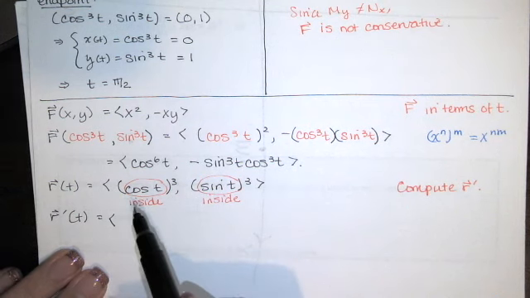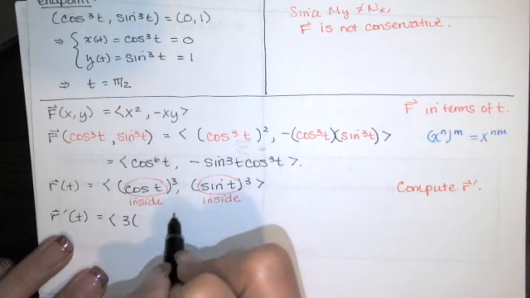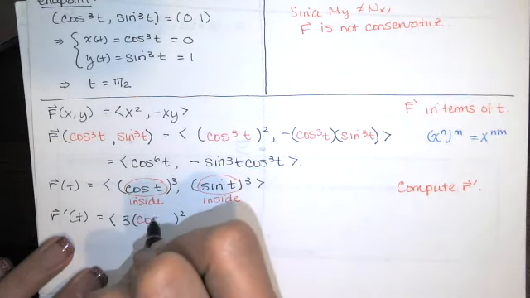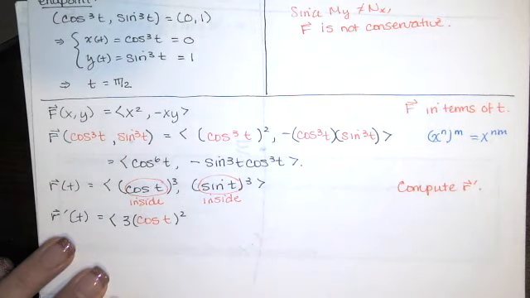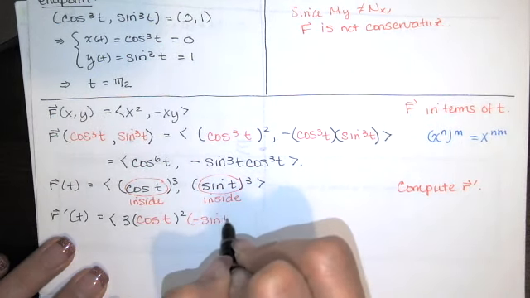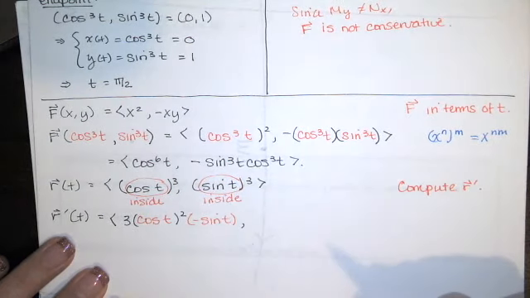The derivative of the outside function, or the derivative of a function cubed, is 3 times that function squared. You put the inside function back in, don't do anything to it yet. And then you multiply by the derivative of the inside. The derivative of cosine of t is negative sine of t. So that's my x component of r prime.